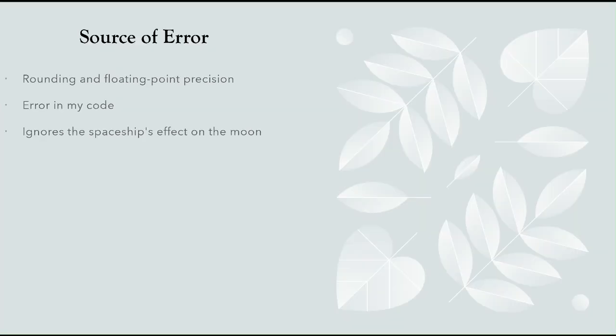Possible sources of error. The first one is rounding and floating point precision using code. The second one is error in my own code. I double checked it, but you can never catch everything sometimes. And then also, we know the spaceship has an effect on the moon, but the simulation doesn't know that.